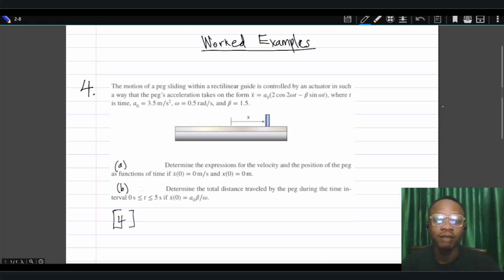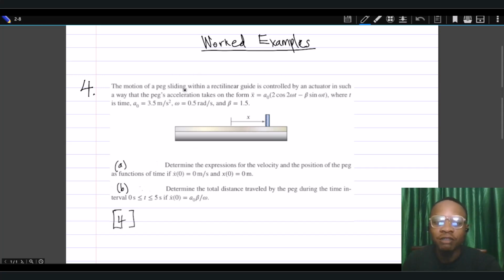Welcome back. So we have yet another example on the same category of problems as what we had in the last example. So look at this. It says the motion of a peg sliding within a rectilinear guide. So this is quite straightforward. That already tells us that it's rectilinear motion, and it also gives us how the coordinate is measured. So it's quite straightforward now to tell that this is rectilinear motion, so we don't have to state any assumption or anything now.